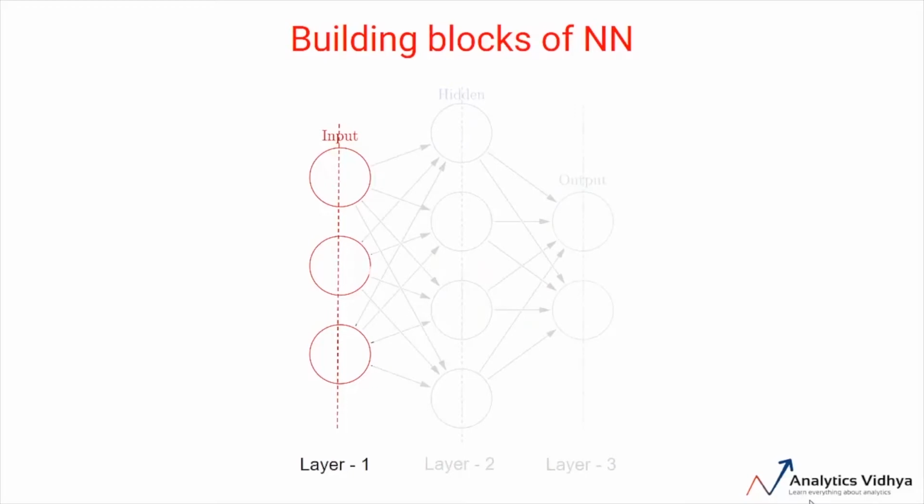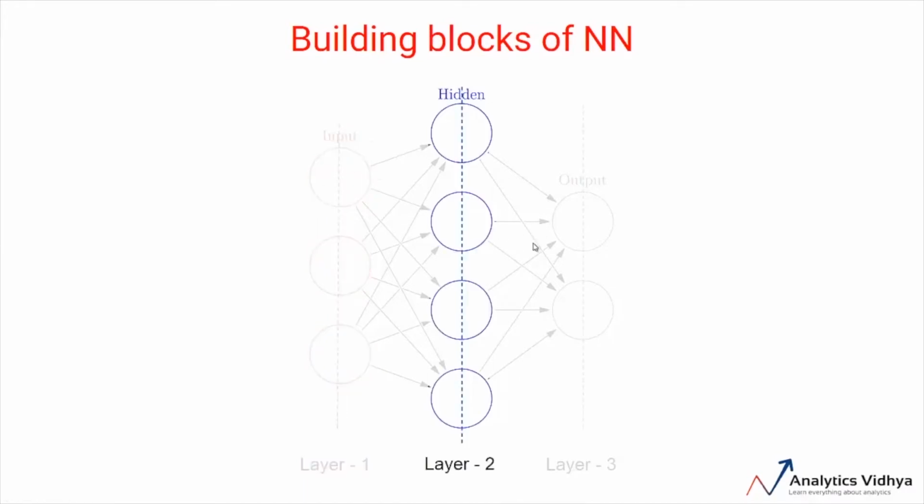Now, if a layer is of input type, it will accept the data and pass it to the rest of the network. So, this input layer will accept the data and pass it to the rest of the network. The second type of layer is called the hidden layer. Hidden layers are either one or more in number for a neural network. Here, in this case, the number is 1.